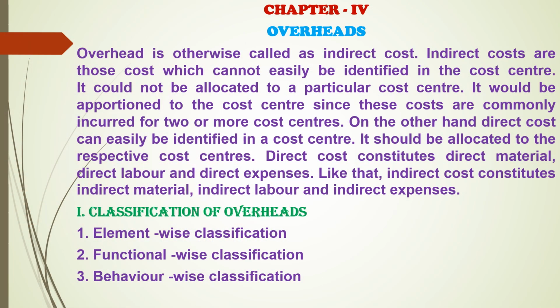Chapter 4. Overheads. Overhead is otherwise called indirect cost. Indirect costs are those costs which cannot easily be identified in the cost center. It could not be allocated to a particular cost center. It would be apportioned to the cost center since these costs are commonly incurred for 2 or more cost centers. On the other hand, direct cost can easily be identified in a cost center. It should be allocated to the respective cost centers. Direct cost constitutes direct material, direct labor and direct expenses. Like that, indirect cost constitutes indirect material, indirect labor and indirect expenses.